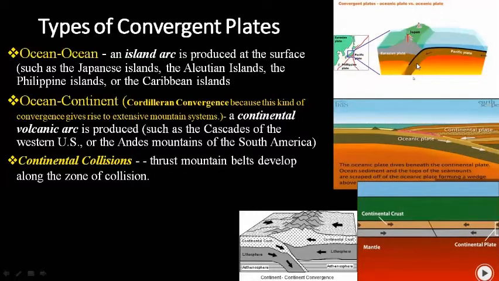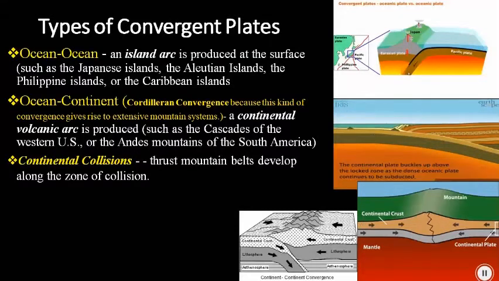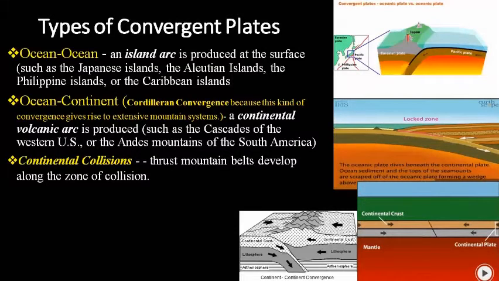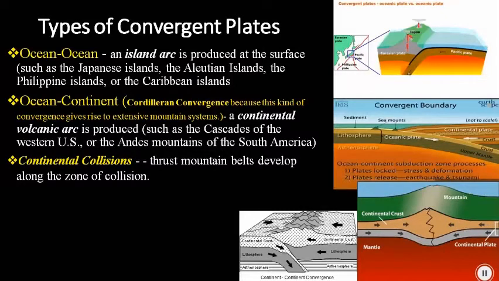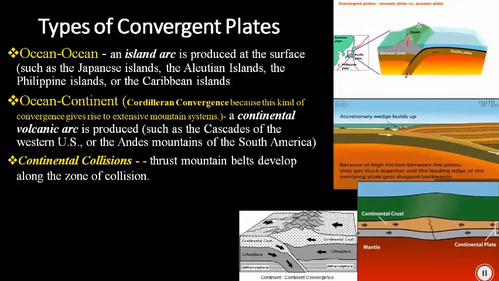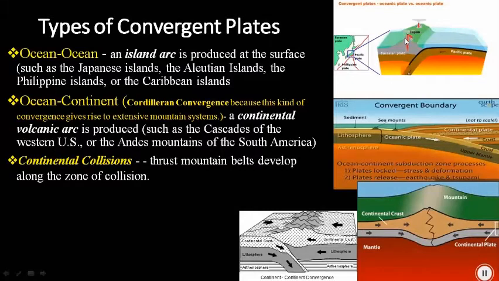Now, this is a common phenomenon. Just keep this in mind. When two plates converge, the denser will subduct beneath the less dense. Less dense means it will float. Dense means it will sink. So whether it is ocean-ocean, ocean-continent, or continent-continent, everywhere the more dense will sink beneath the less dense.